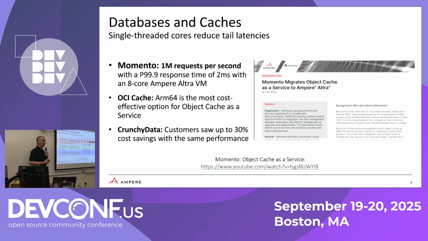But this is the kind of workload where you can get a massive boost in price performance, and it basically works out of the box. OCI Cache is running a really at-scale service of, it was previously Redis and now they've moved to Valkey, all running on ARM64 because it was the cheapest option available to them. But it's not just object cache, it's not just in-memory databases that work well. Crunchy Data, a Postgres company, has seen customers running their Postgres operator on Kubernetes save up to 30% by just switching to the ARM instances on the cloud of their choice.